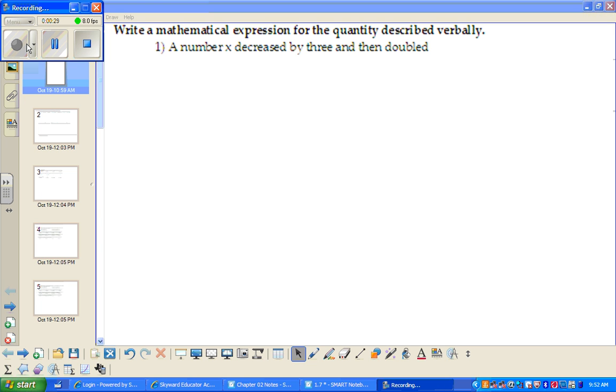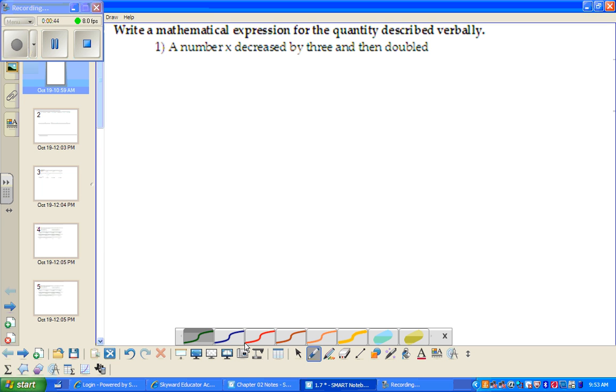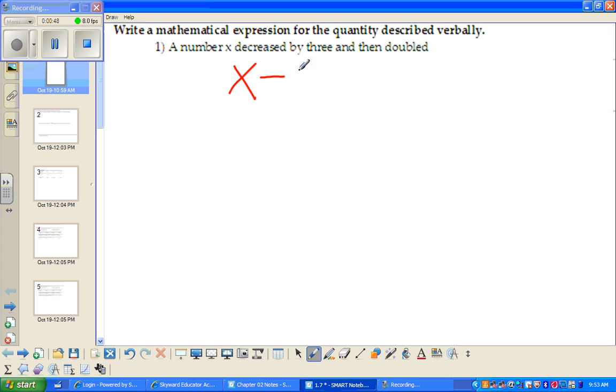So the instruction is to write a mathematical expression for the quantity described verbally. Here's the first question. A number x decreased by 3 and then doubled. So if I'm going to write a number x decreased by 3 and then it's doubled, that's how I would do it.